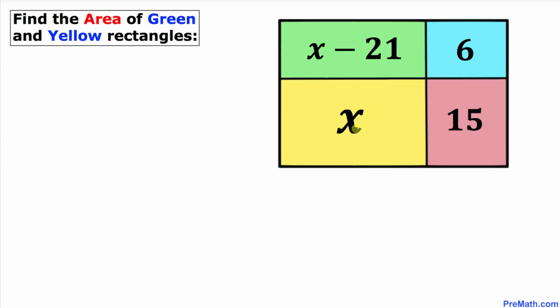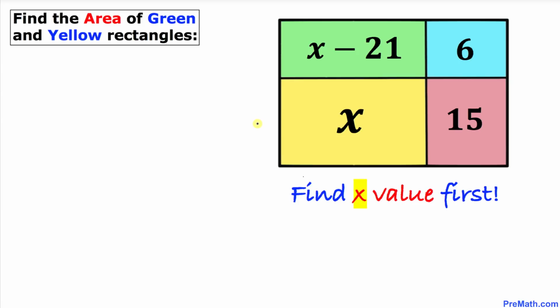In this video tutorial, we have got this big rectangle that is comprised of four smaller rectangles, as you can see over here. The area of this blue rectangle is 6, whereas the area of this red rectangle is 15. And now we are going to calculate the area of this green and yellow rectangle. So let's go ahead and get started with the solution.